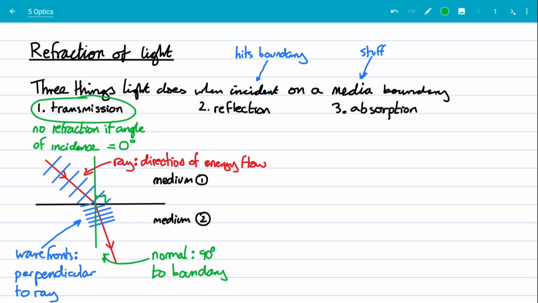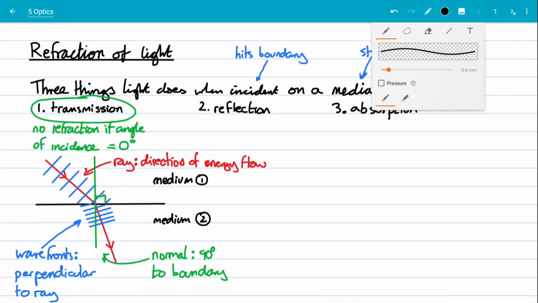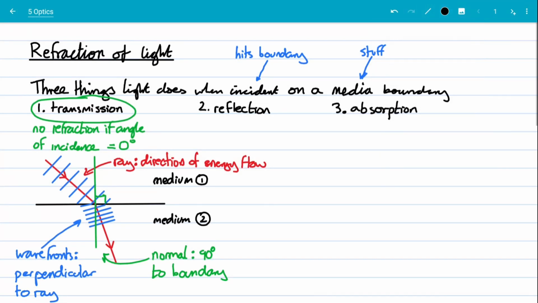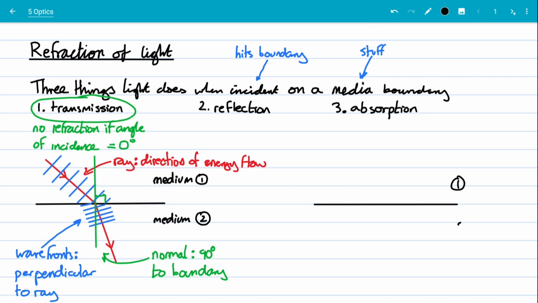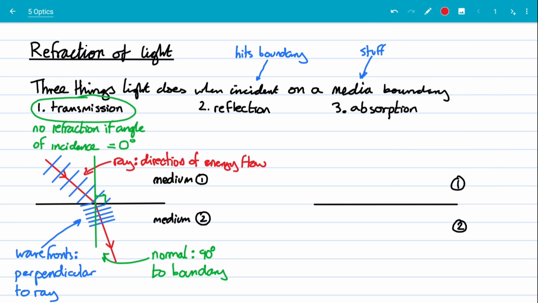We're just going to focus on part of that diagram. So let's redraw it and let's make it a little bit easier. Let's just draw the rays and the media boundary and the normal. So this is medium 1, this is medium 2. I'm not going to bother writing medium each time. We've got our rays. I'm going to carry on with the same sort of color notation, where this is red coming in.